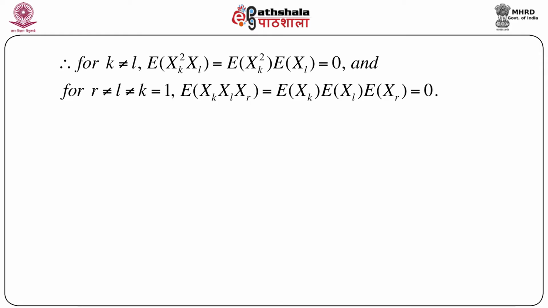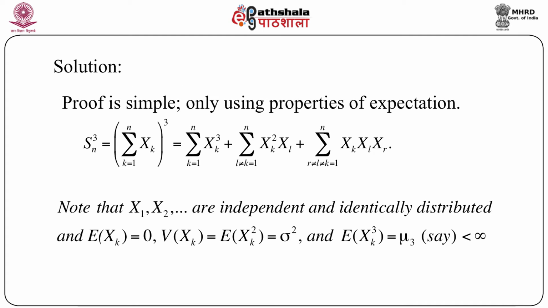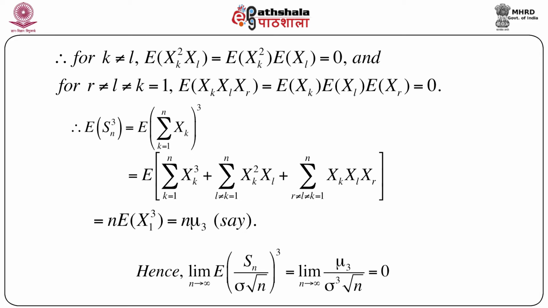Now remember the expressions in the expansion of Sn cube, especially the second and third terms. The second term involves xk square xl. So if we take the expectation of xk square into xl, xk and xl are independent because k not equal to l. So this equals expectation of xk square into expectation of xl, which equals 0. And for the third term, expectation of xk into xl into xr, where k, l, r are not equal, that means they are all different. So this equals expectation of xk into expectation of xl into expectation of xr, because they are all independent, and which equals 0 because each expectation is 0.